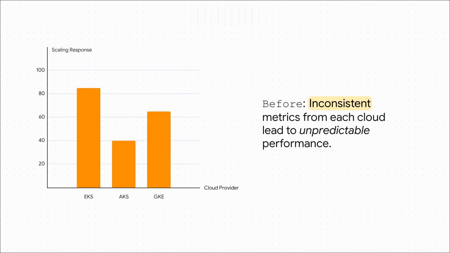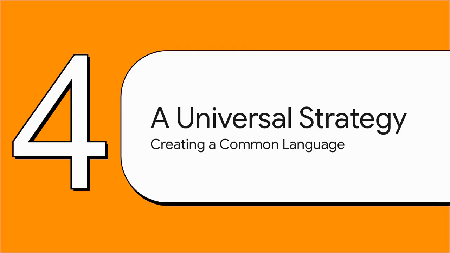So what do you get? You get this. This chart pretty much says it all. You throw the same amount of traffic at your app, and EKS might be scaling way up, while AKS is just lagging way behind, and GKE is off doing something in the middle. You're stuck playing this endless, frustrating game of whack-a-mole, trying to tune each environment one by one. Okay, so how do we escape this maze? How do we fix this?